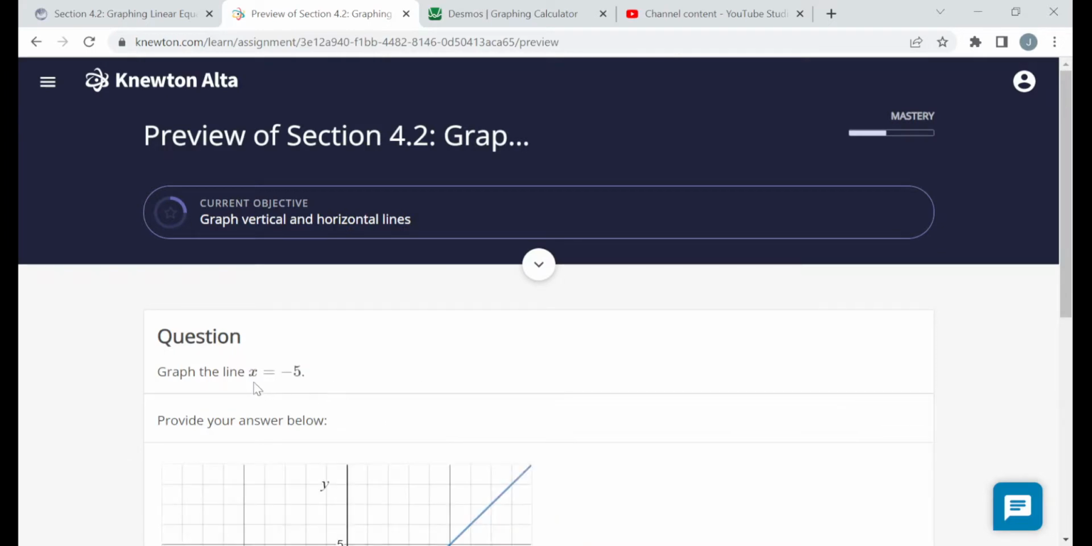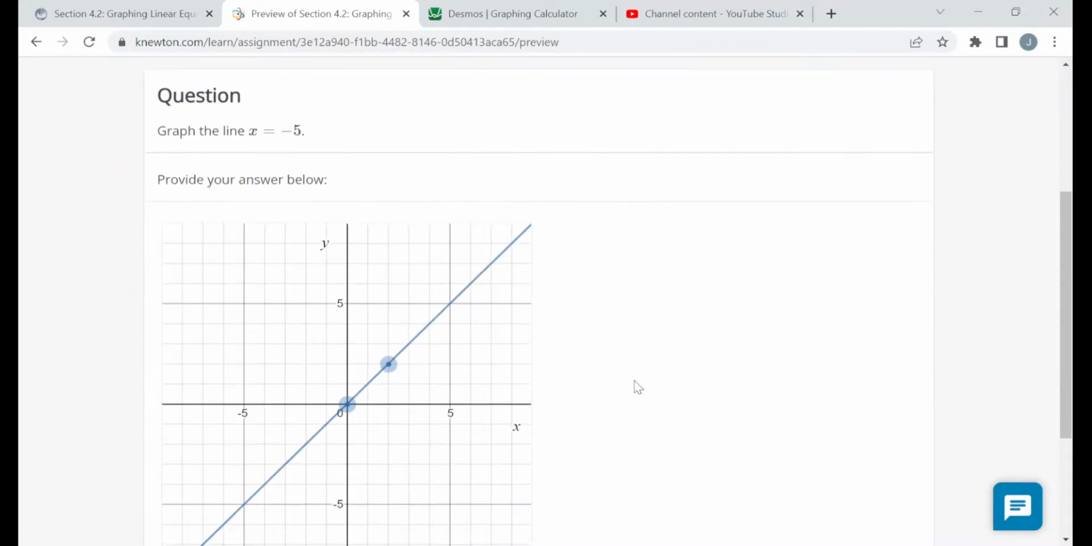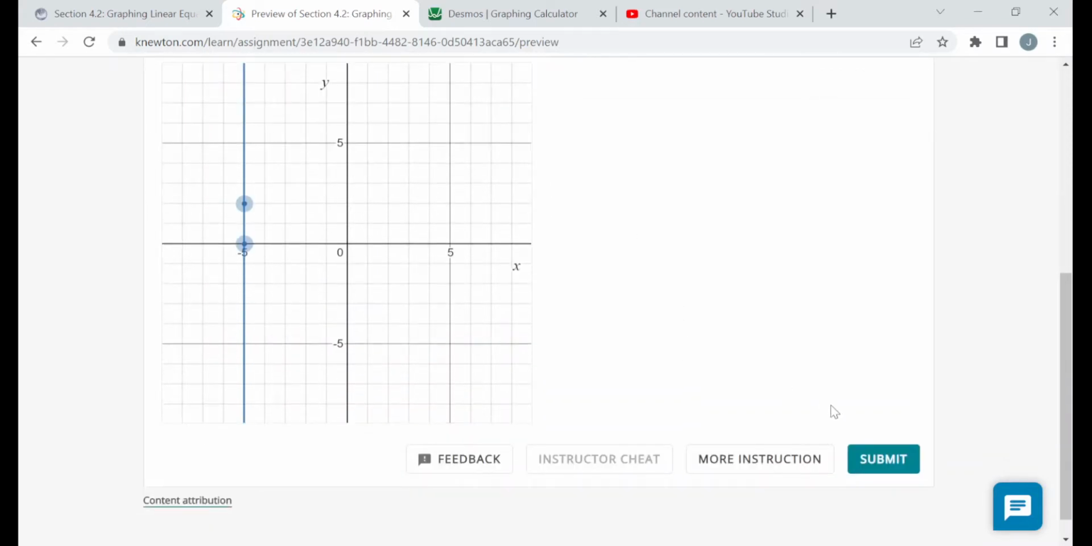Horizontal and vertical lines. Now remember, x equals a number is a vertical line, right? The x coordinate's always the same. So like x is always -5. So like -5, 0 would be on the graph, -5, 1, -5, 2, -5, 3. All these points would be on the graph of this line. X equals -5 is a straight up and down line, a vertical line.